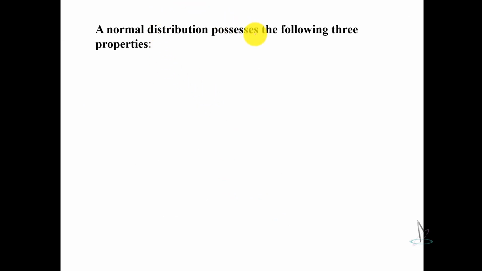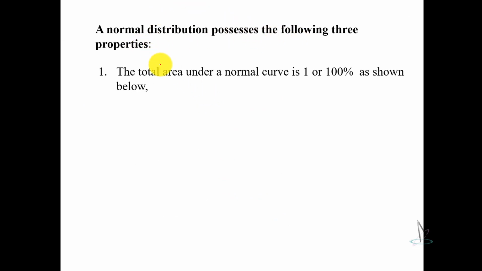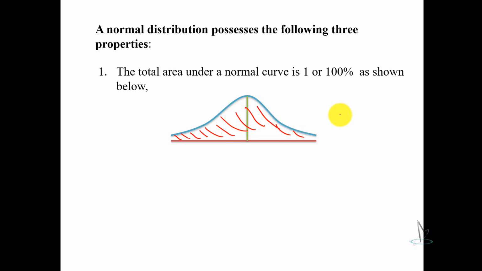Now let us talk more about this. A normal distribution possesses the following three properties. The first one, the total area under a normal curve is 1 or 100% as shown below. So that means if this is your bell-shaped curve, if you shade everything below your curve, the total area should be equal to 100%, or the area should be equal to 1.